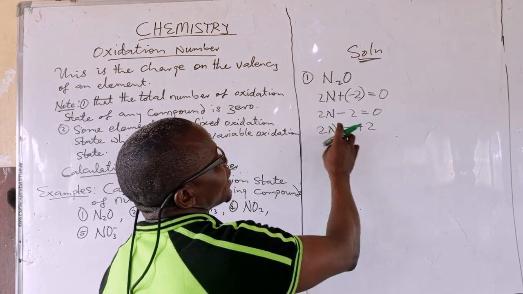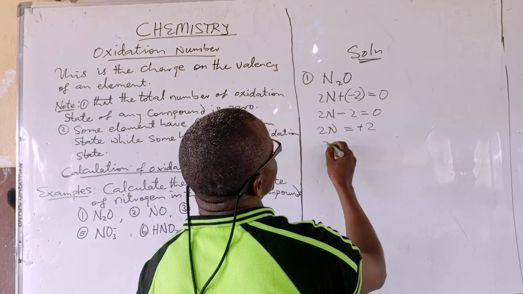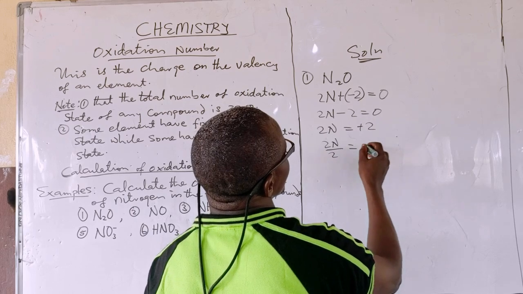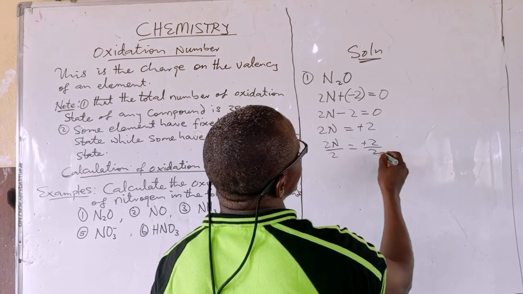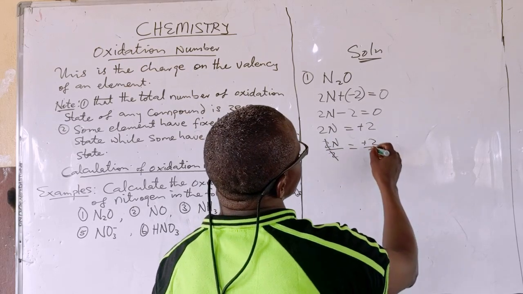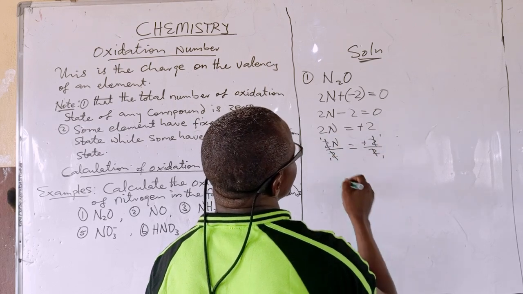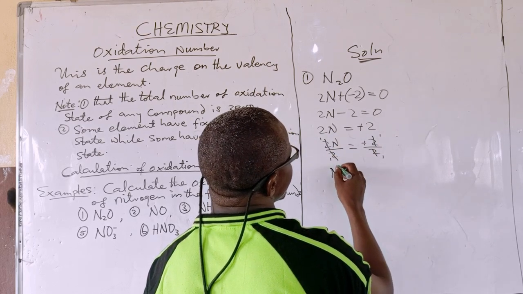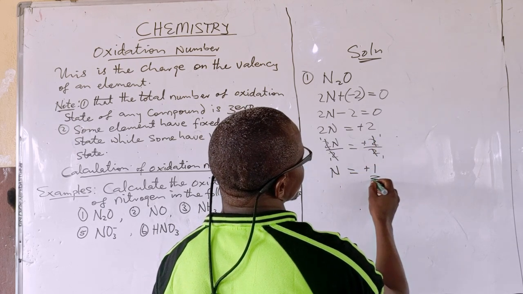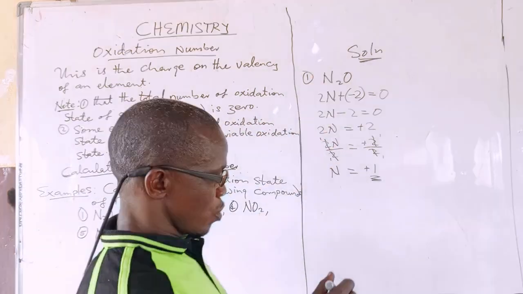I am looking for N, not 2N, so divide both sides by 2. I will now have 2N all over 2 equal to plus 2 all over 2. This will cancel out this, and this will cancel out this. You are now getting N equal to plus 1. This is the oxidation number of nitrogen in N2O.